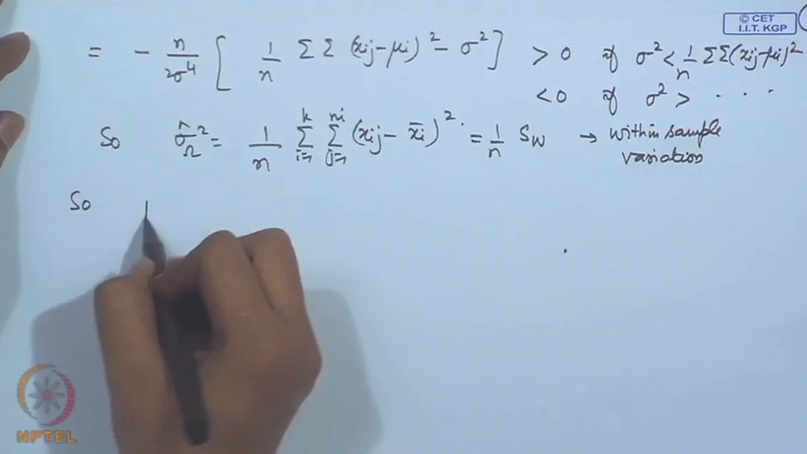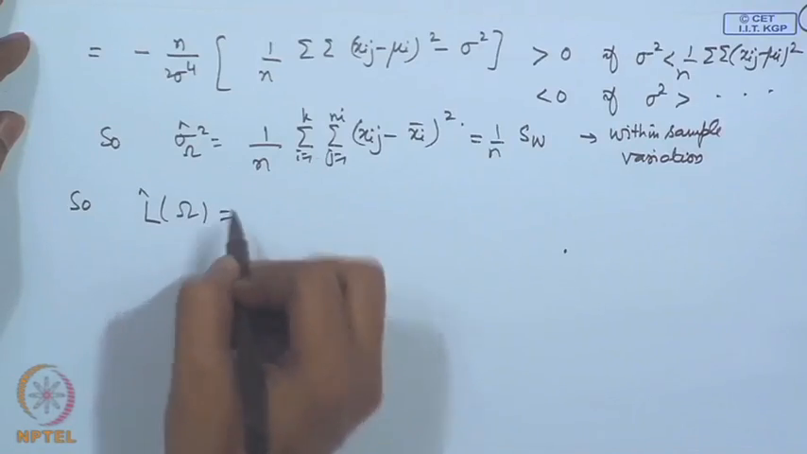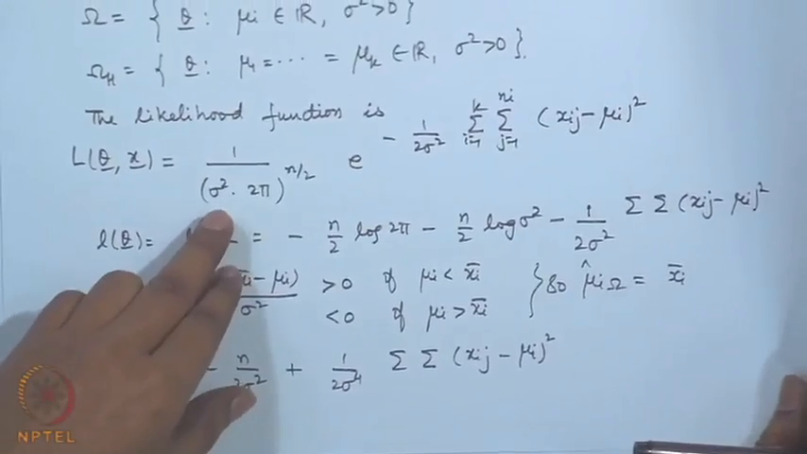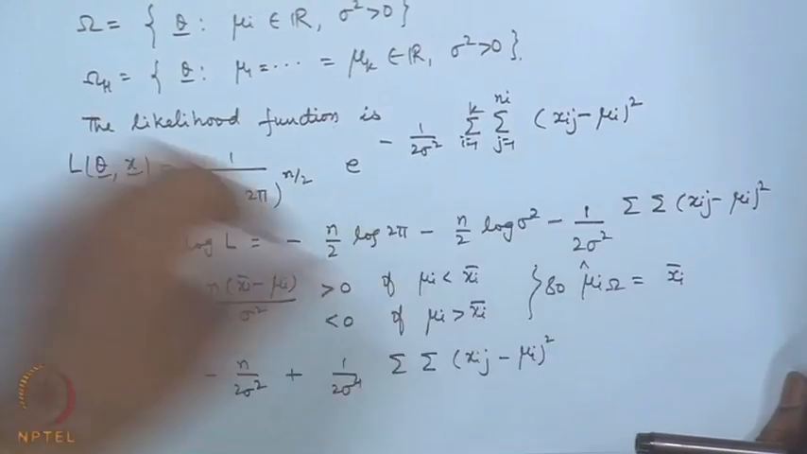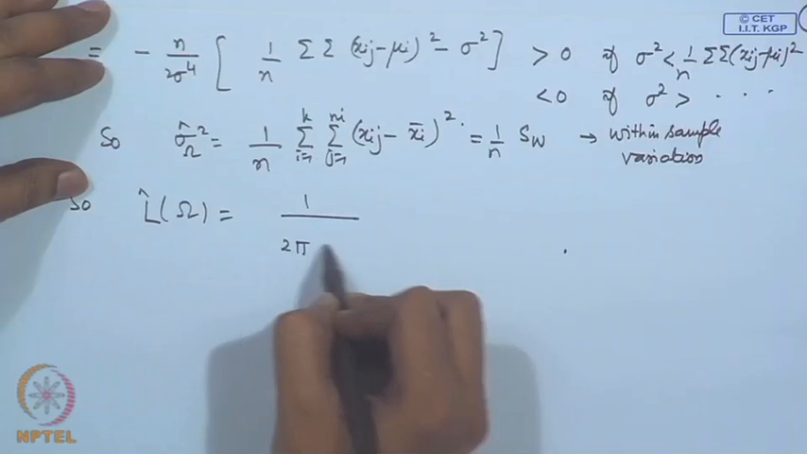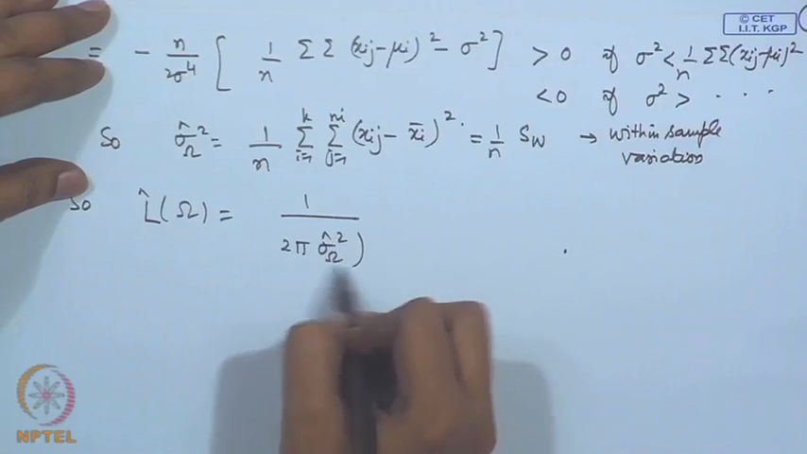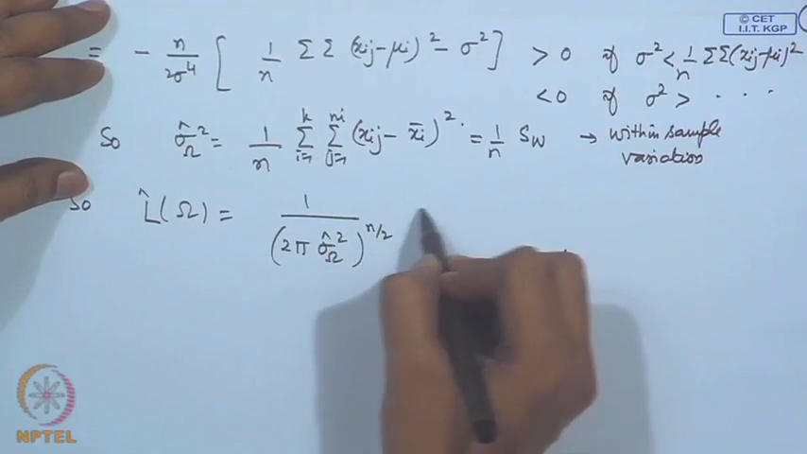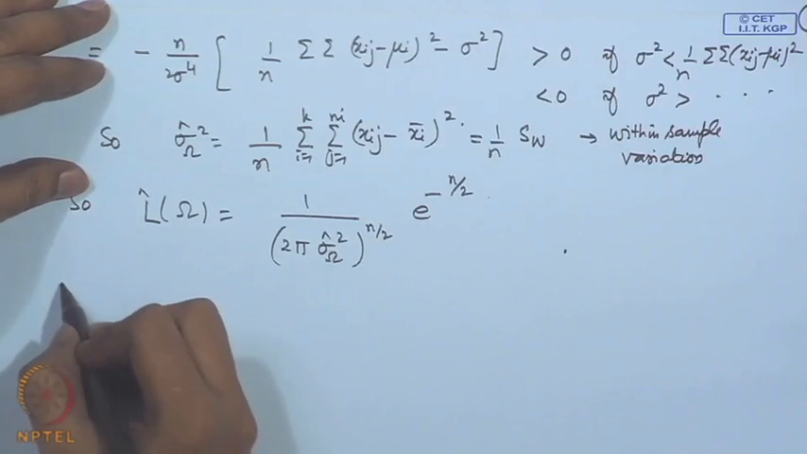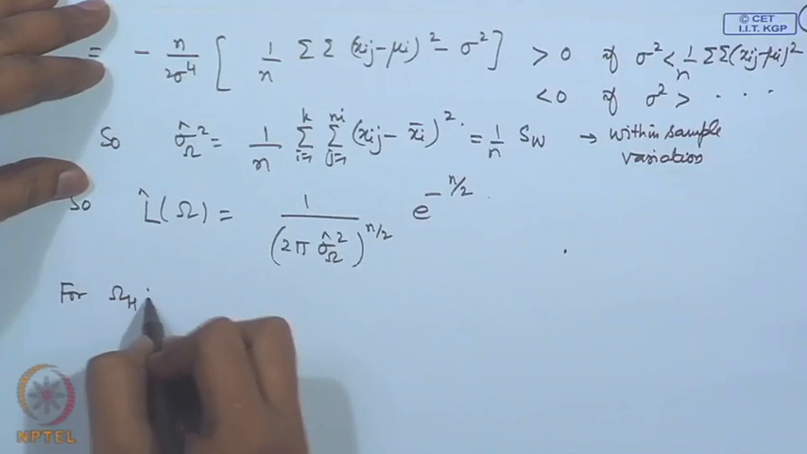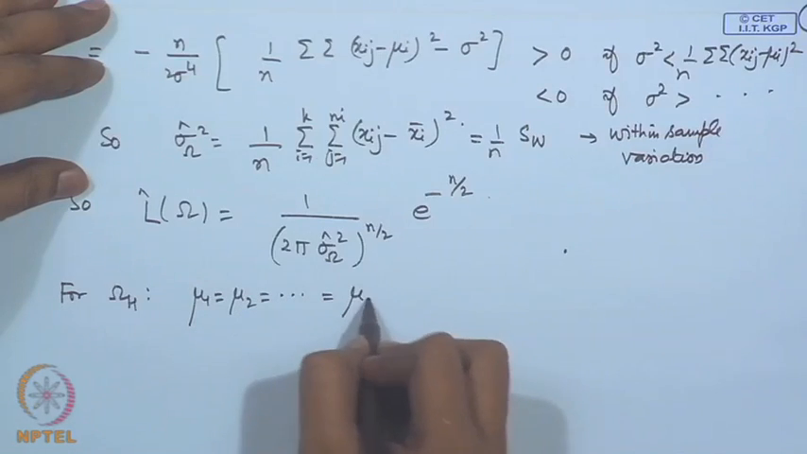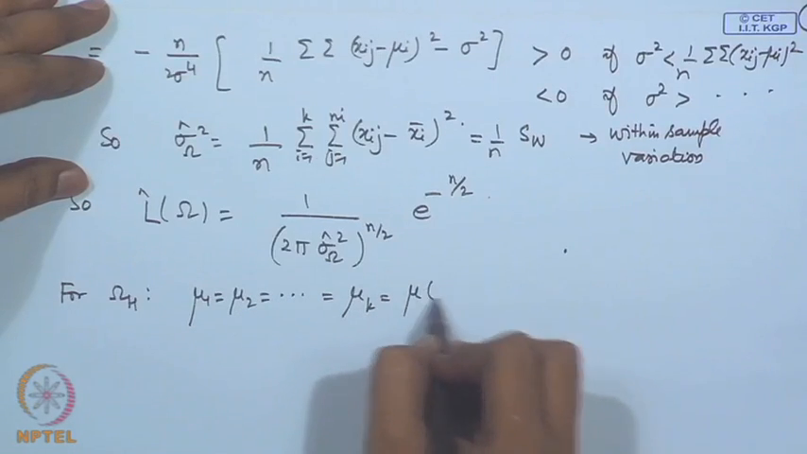So, if I consider L hat omega, that is by substituting the estimated values of sigma square and mu, I get (1 by 2 pi sigma omega hat square) to the power n by 2 e to the power minus n by 2. Now, for omega_H, you are having mu 1 is equal to mu 2 is equal to mu k is equal to say mu.